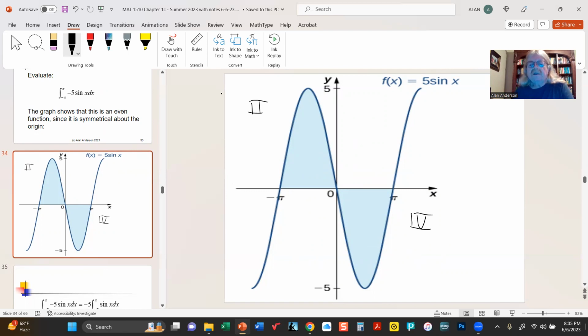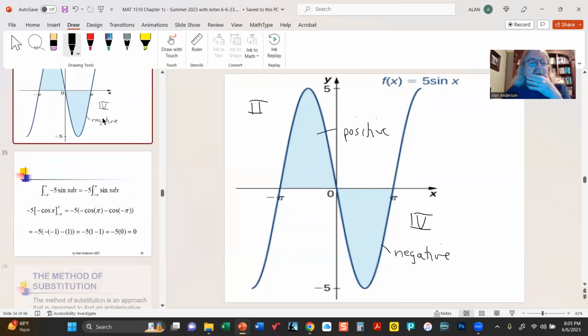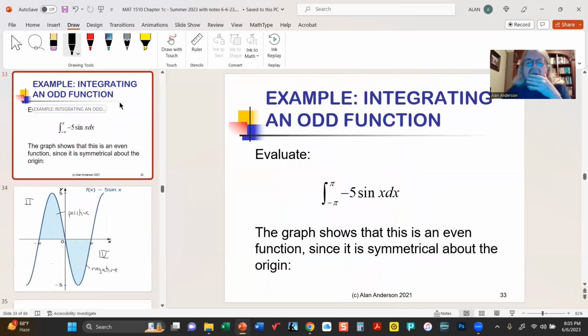So this one is negative, and this one is positive. And so they're going to exactly offset each other due to the symmetry. Okay, so let's prove it. Let's just go through this.